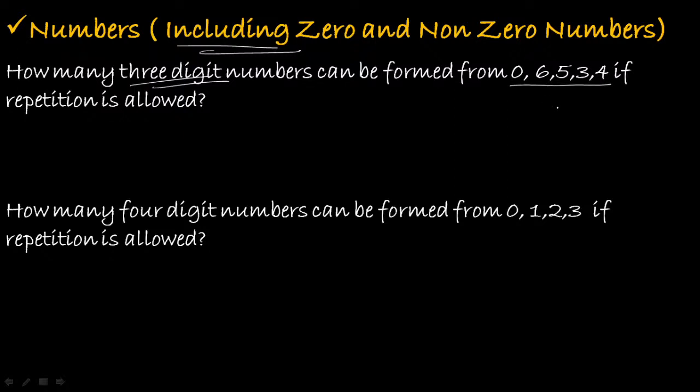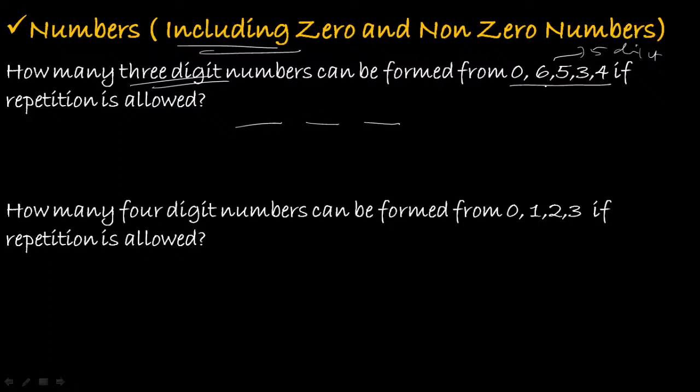As I told you already, if you take 0 at the beginning, definitely the 3-digit number becomes a 2-digit number. So you omit 0 as a first choice. You omit 0 for the first position, and you take any of the remaining digits as the first position. So here you have 0, 6, 3, 5, 4, that is 5 digits. Out of 5 you have to form 3-digit numbers. Am I right?